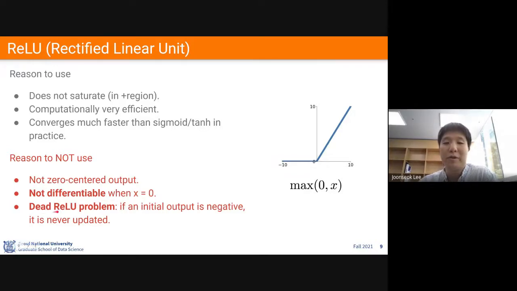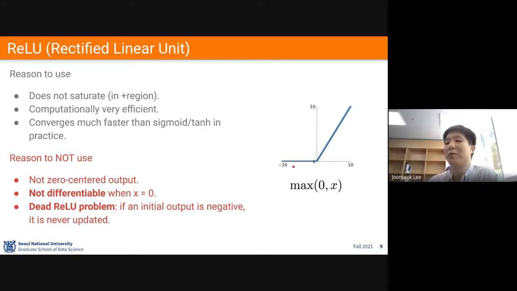But this one is another issue, the dead ReLU problem. If the initial input is negative, then the gradient will be 0 and it learns nothing. What happens next? It doesn't change any weights on that node. So in the next iteration, it will output the negative again. So it will not be updated again.